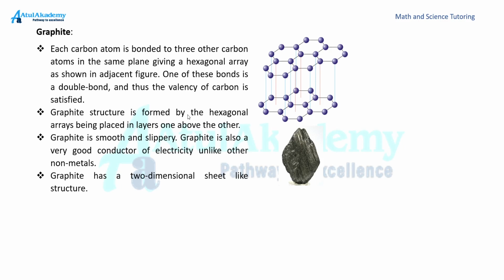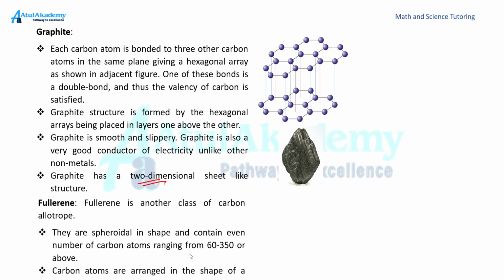The graphite structure is formed by the hexagonal arrays being placed one on top of another. That is why it has a smooth and slippery appearance. Graphite is also a very good conductor of electricity; it is the only non-metal which is a conductor of electricity. Graphite is a 2D sheet-like structure.